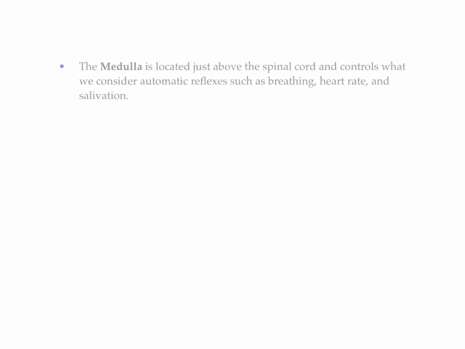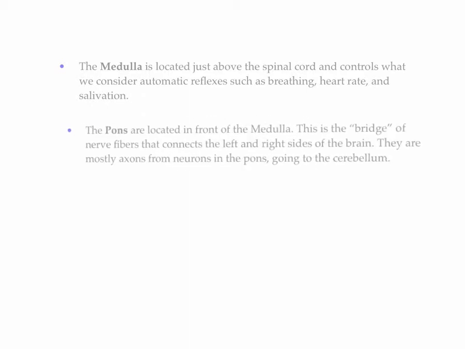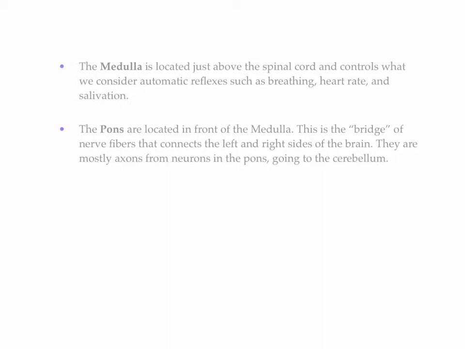The medulla is located just above the spinal cord and controls what we consider automatic reflexes, such as breathing, heart rate, and salivation. The pons is located in front of the medulla. This is the bridge of nerve fibers that connects the left and right sides of the brain. They are mostly axons from neurons in the pons going to the cerebellum.